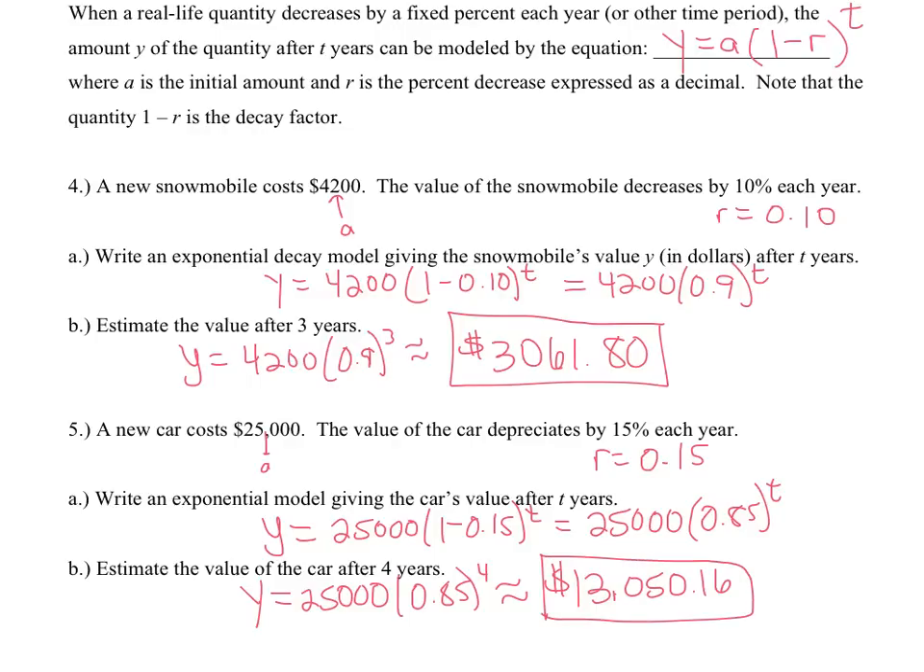So when they talk about decay factor, this is what they're talking about, the 0.85 and the 0.9. That's your decay factor. It's the 1 minus the interest rate at which it's declining.